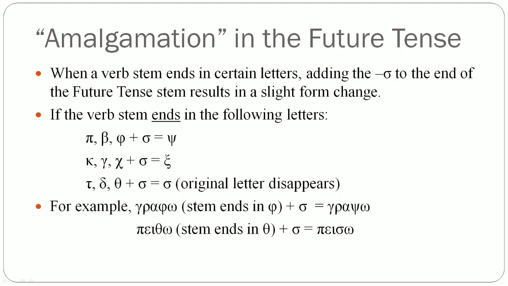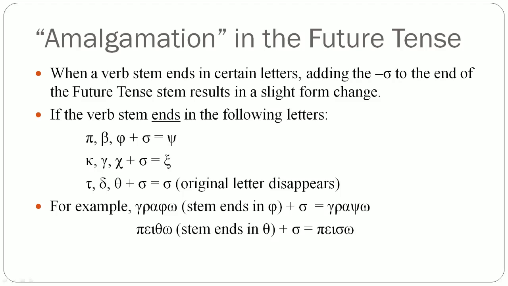The next three are kappa, gamma, and chi. When you go to add the sigma, if those three letters end the stem, you add the sigma and it turns into a xi. As in the previous example, you take the sound of kappa and the sound of sigma, you add those together and you get the sound of xi. Not difficult to see how that works.